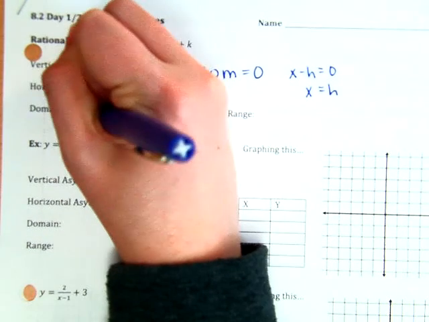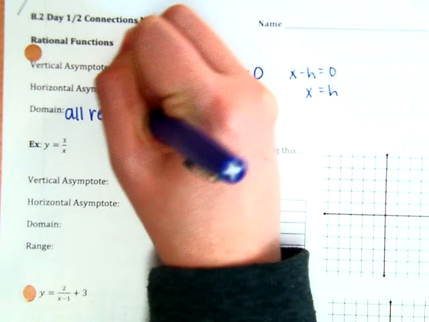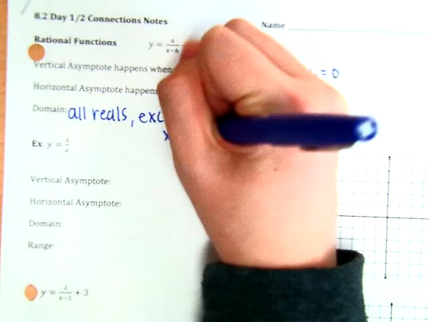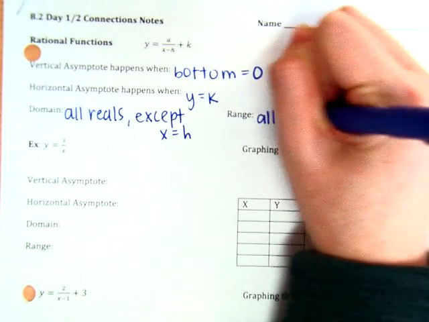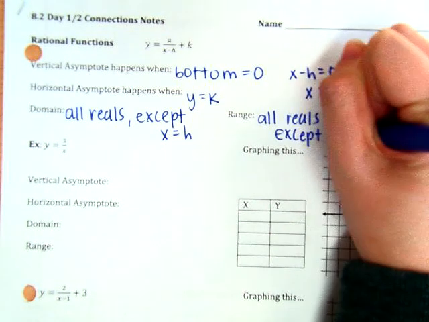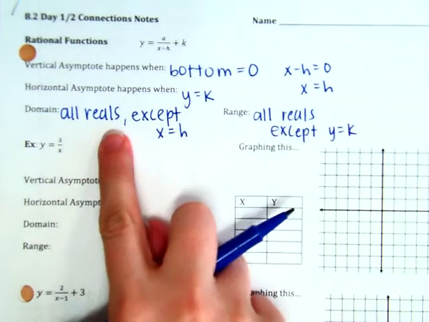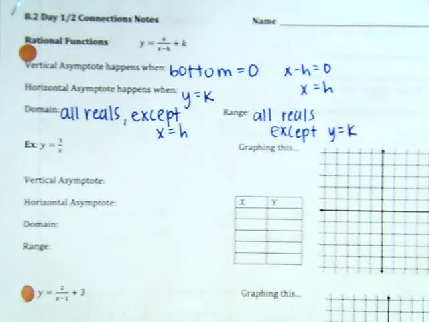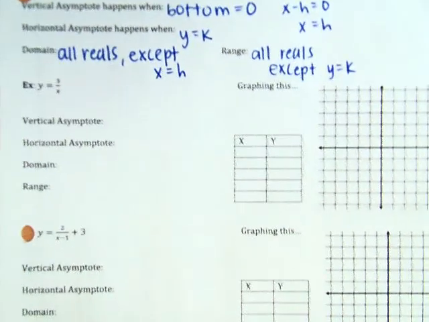Domain, all reals except x equals h. Range, all reals except y equals k. So it's all real numbers except your horizontal and your vertical asymptote. Okay, so let's look at graphing this thing.